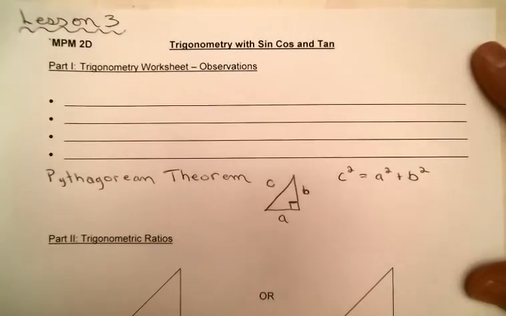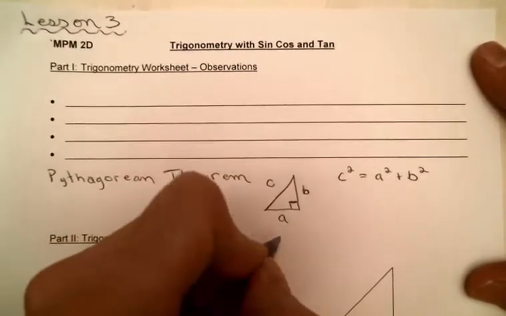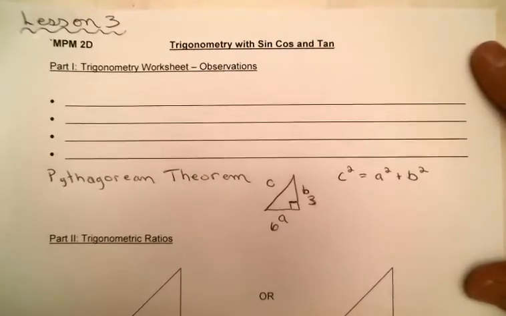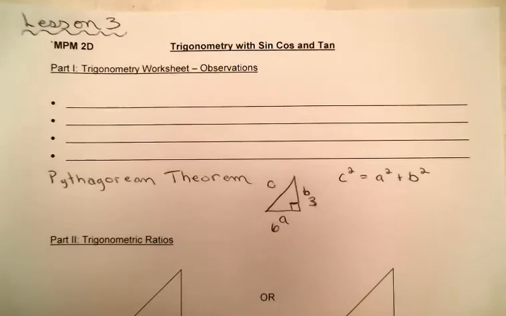So if we want to put some numbers on this, why don't I say I know that this is 6, this is 3. Why don't you pause the video and see if you can figure this out, and I'll be right back to show you. Okay, did you find C? Let me show you the steps.